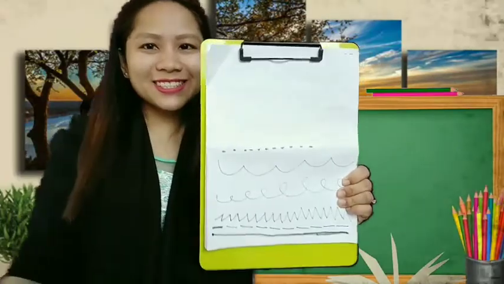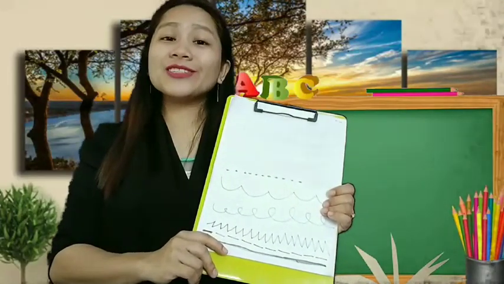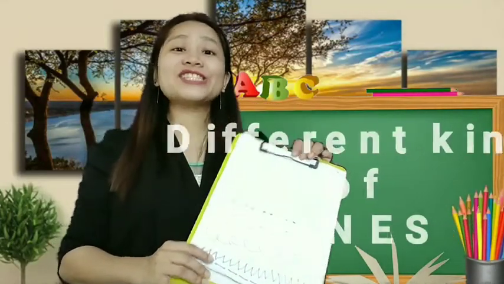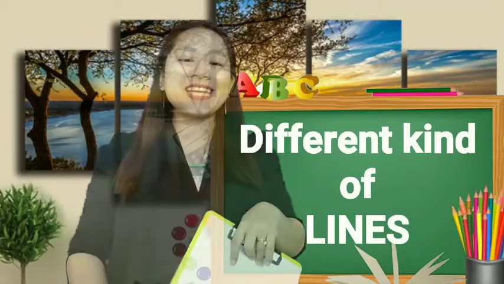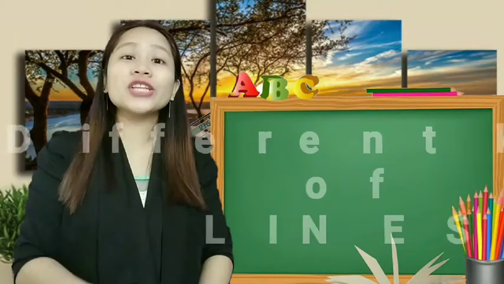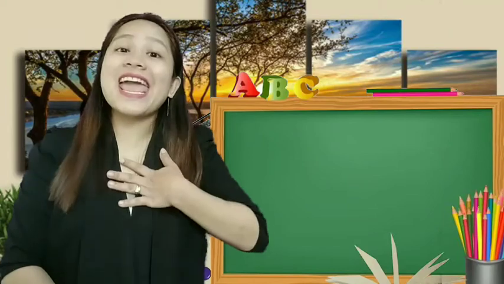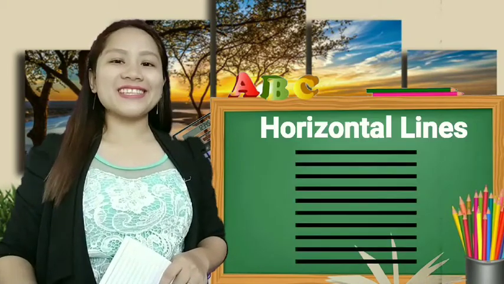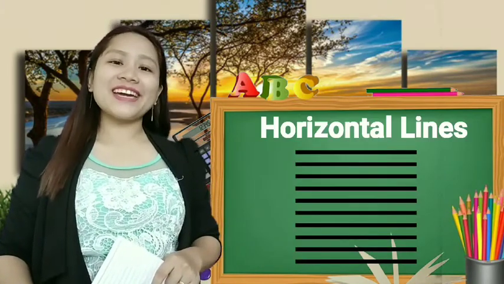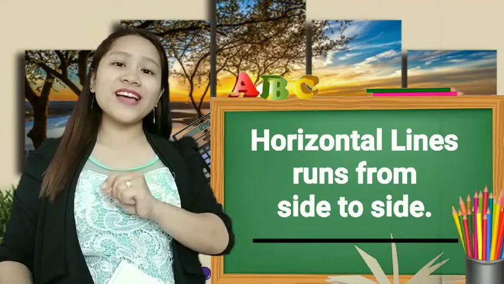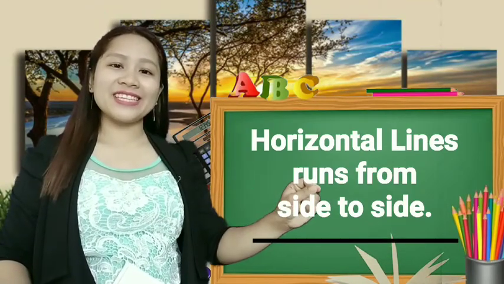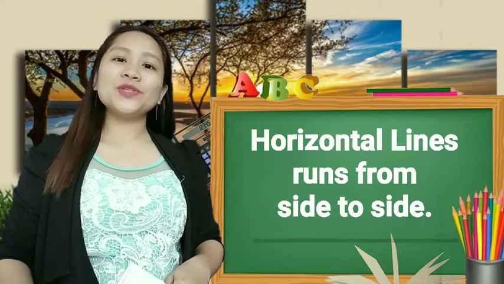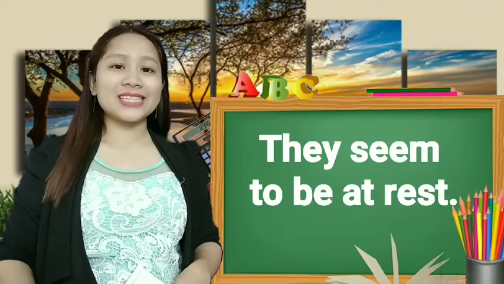Okay? Now let's learn about different kinds of lines. It can be used on special feelings and ideas. Now let's start with number 1. It's horizontal lines. Horizontal lines run from side to side. They seem to be at rest.